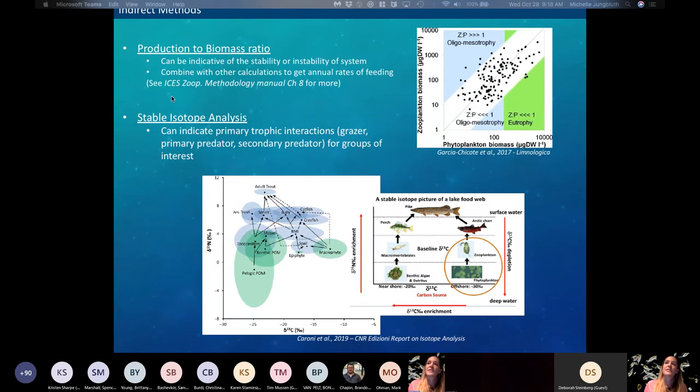I think the ICES zooplankton methodology manual is a pretty good one for all sorts of methods if you're interested in more information. You could also do stable isotope analysis, and this can be useful for indicating primary trophic interactions for groups of interest. So you can look at enrichment in carbon and nitrogen isotopes that happens with different trophic levels, and that can be useful to figure out if your predator is primarily a grazer, a primary grazer, secondary predator, that sort of thing.